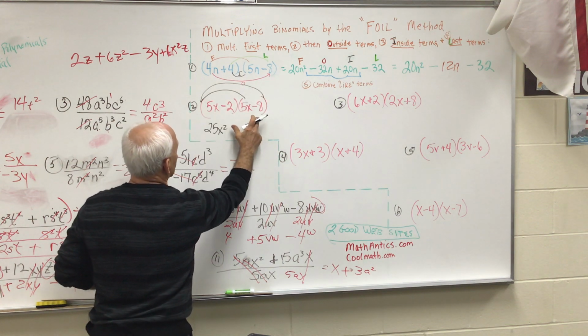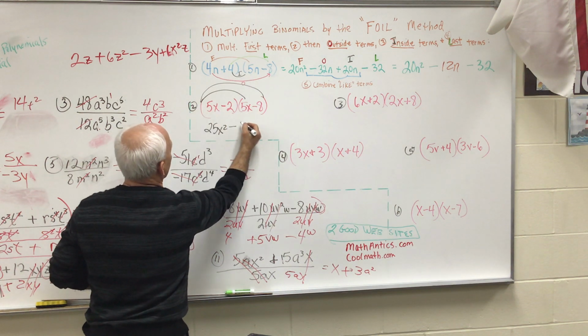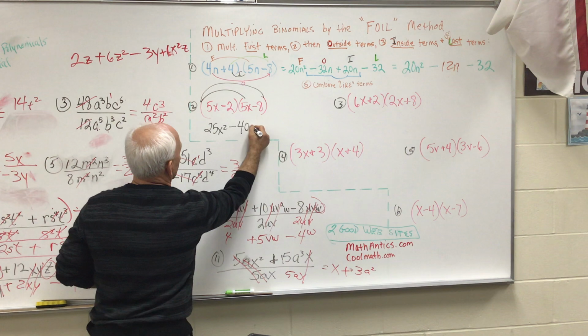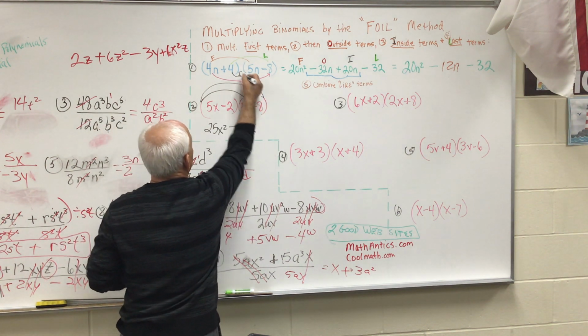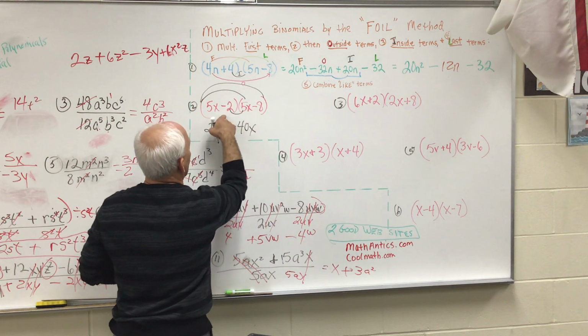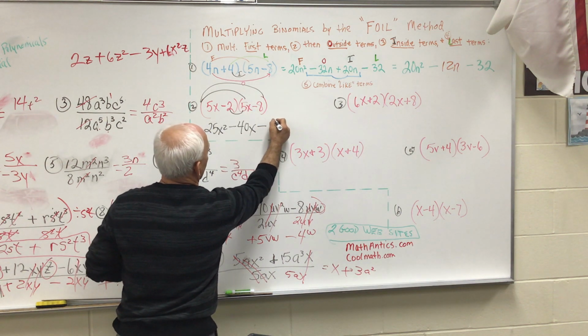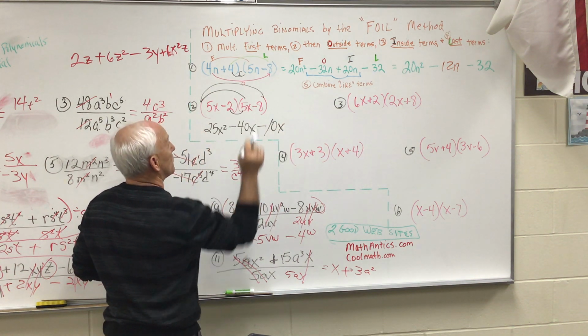5x times minus 8 has to be a negative, positive times negative. 8 times 5, 40, with the x being the lone variable. All right, now we go to the inside. Look at this. Negative 2 times positive 5x is negative 10x. There we go. Good. What's that leave us?